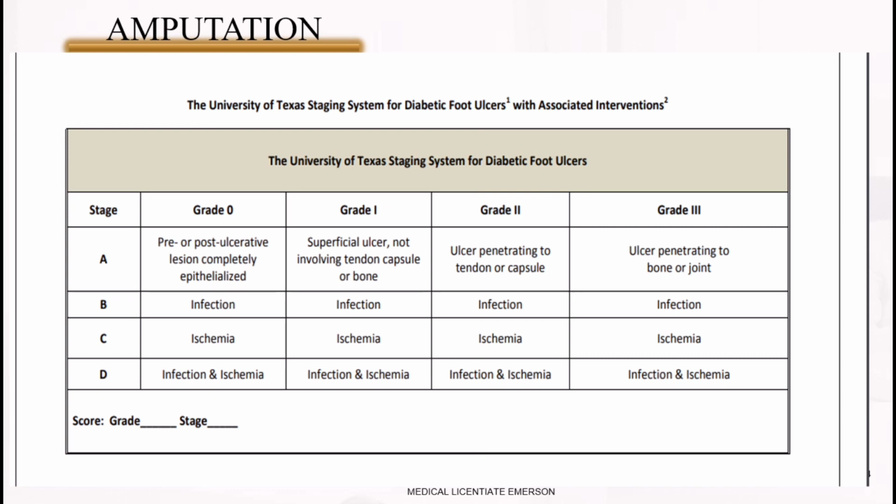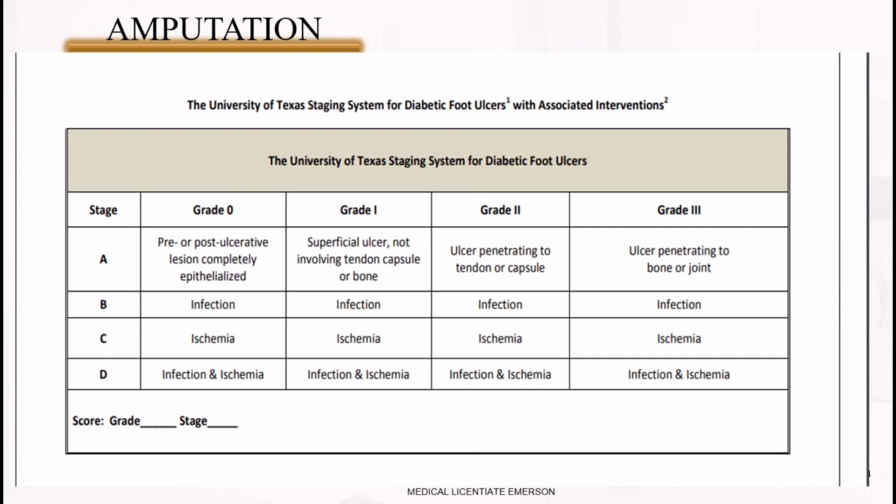So stage A, grade 0, we have pre or post ulcerative region completely epithelialized. Then we have grade 1, stage A: superficial ulcer not involving tendon, capsule, or bone. Then we have grade 2, stage A: ulcer penetrating tendon or capsule. Then we have grade 3, stage A: ulcer penetrating to bone or joint.